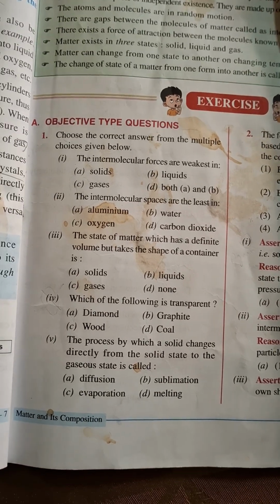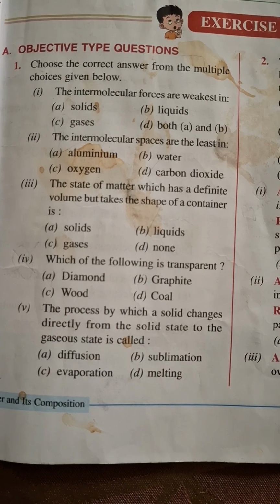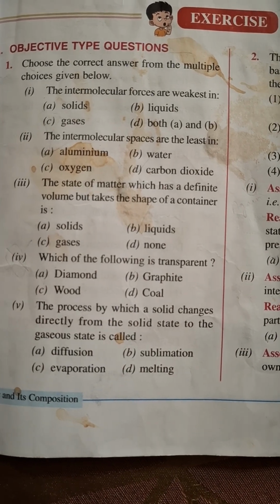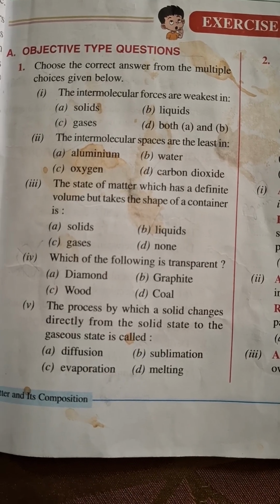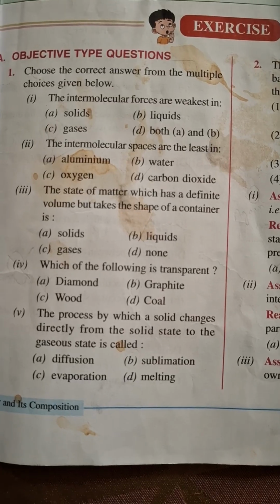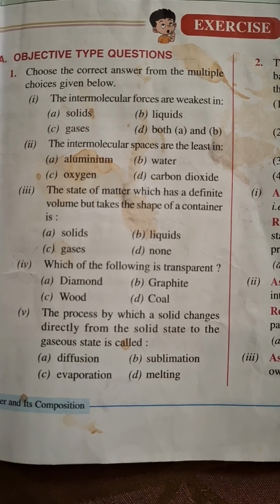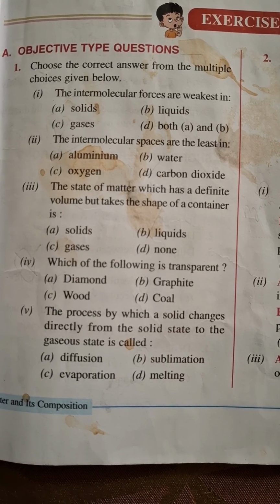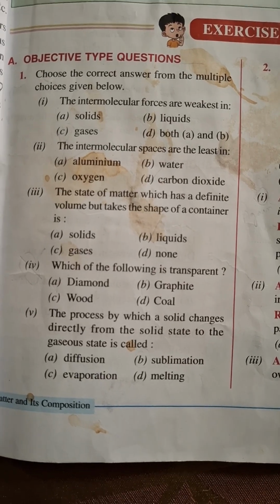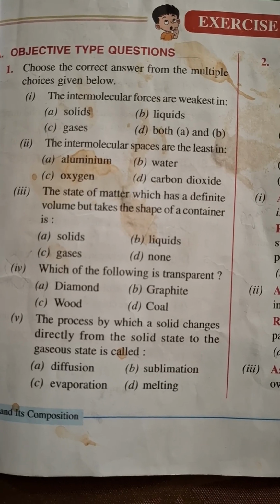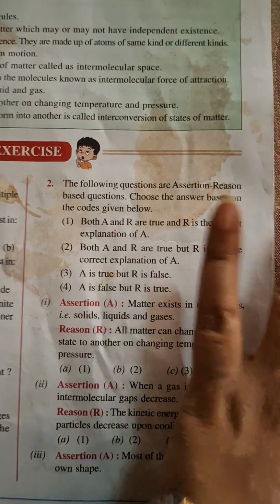Number 5, the process by which a solid changes directly from the solid state to the gaseous state is called option A diffusion, B sublimation, C evaporation, D melting. Come on kids, comment down the answer. I'm giving you 5 seconds. Any guesses? The answer is sublimation. Yes, the process by which a solid changes directly from the solid state to the gaseous state is called sublimation. Alright, now let's move to question number 2.